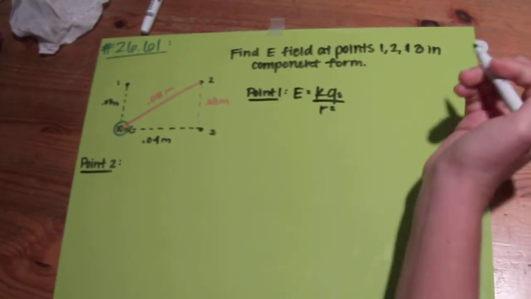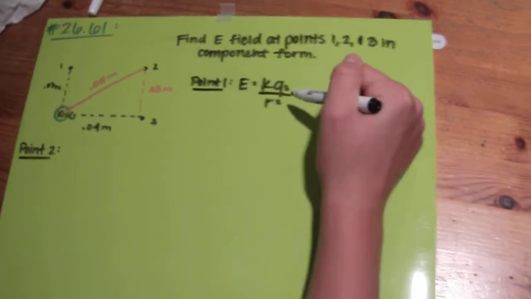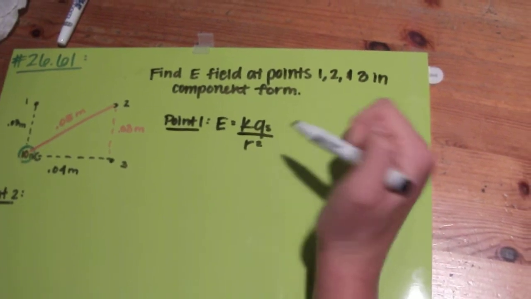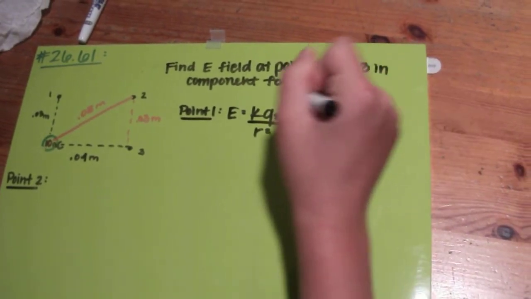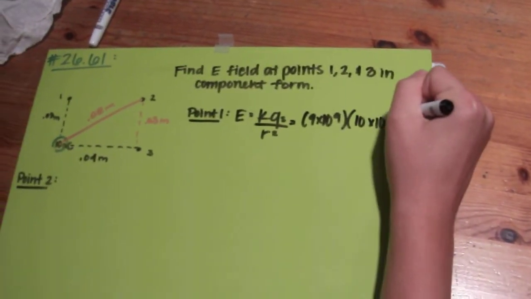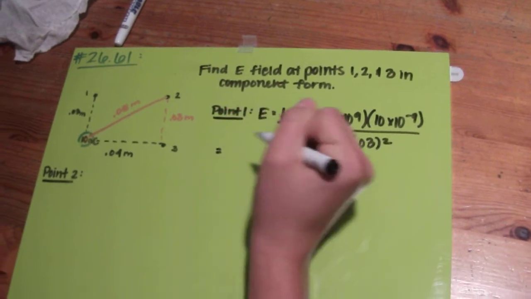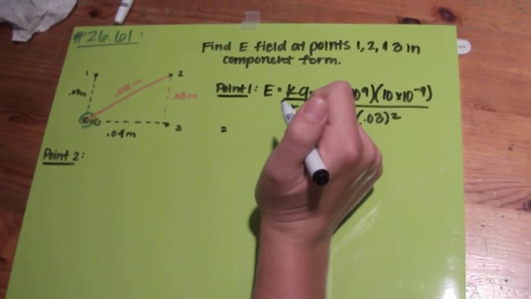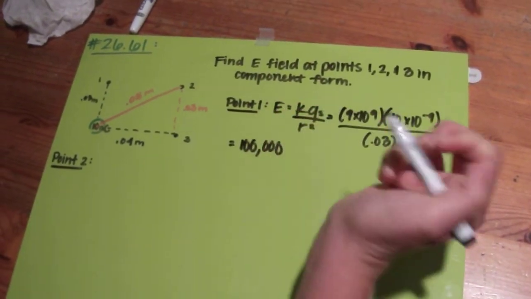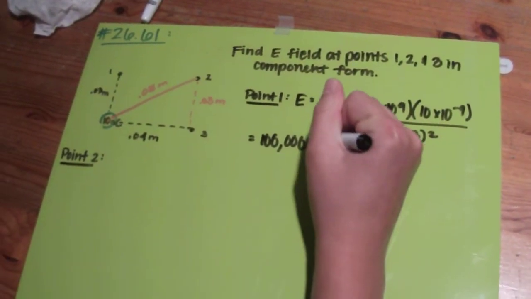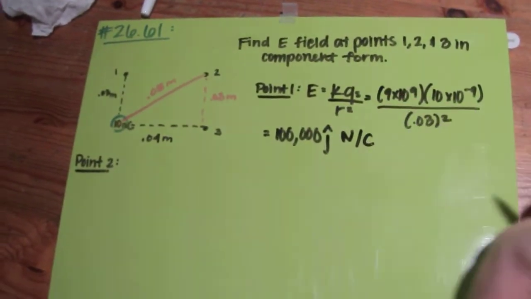So let's start with point 1 using a form of Coulomb's law, or the electric field equation, which is E equals K Q source charge over R squared, which is the same as 9 times 10 to the 9th. And then source charge should be in coulombs, so it's 10 times 10 to the negative 9th all over 0.03 squared. If you put that in your calculator, you get 100,000 J hat, because it's only in the y direction and you have no I hat, Newton per coulomb.